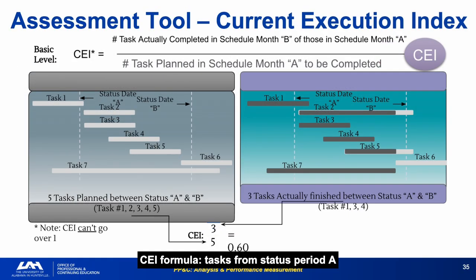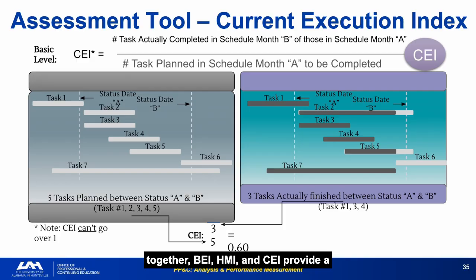CEI formula. Tasks from status period A that were actually completed by status period B, divided by tasks planned in period A. CEI cannot exceed 1.0. In the example, 3 of 5 give a CEI of 0.60. CEI measures carryover. How many tasks that should have been done last month are still outstanding this month? A consistently low CEI means the schedule is accumulating unfinished work.